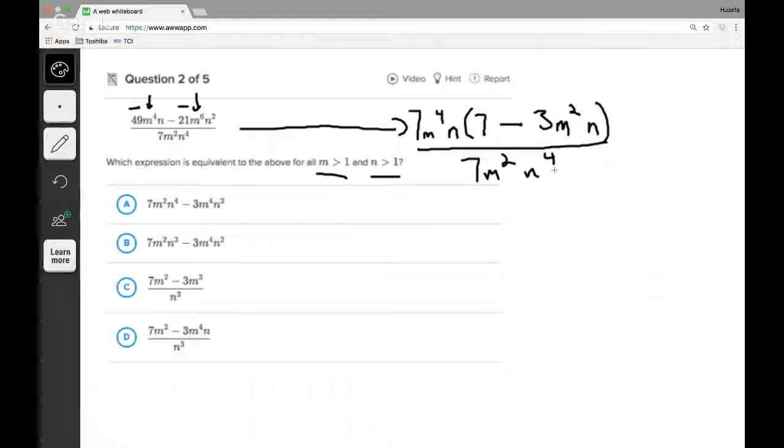Now this is pretty cool because look what we can do. We can now start simplifying across the numerator and the denominator.